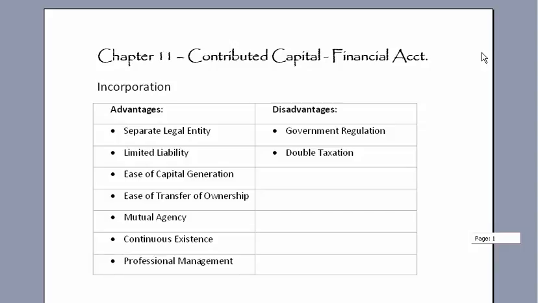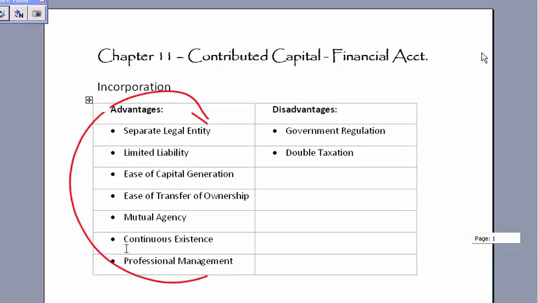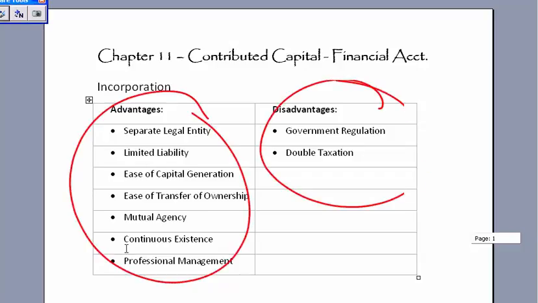We're doing contributed capital, getting towards the end here. The first thing your book goes through is the advantages and disadvantages of a corporation.